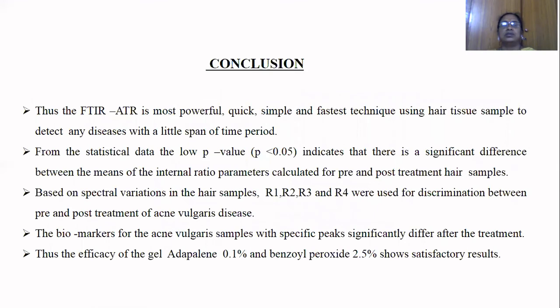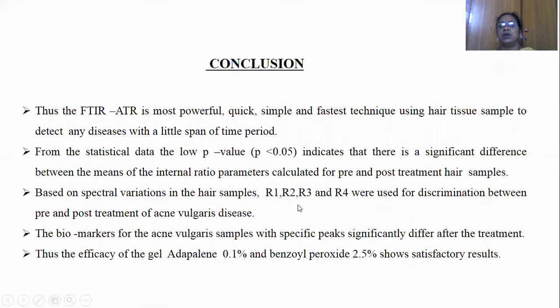In conclusion, this FTIR-ATR is the most powerful, quick, simple, and faster technique, because within this little span of time, we recorded the FTIR spectrum for the hair samples. And from the statistical data, the low value P less than 0.05 indicates that there is a significant difference between the means of the intensity ratio parameters calculated for pre and post-treatment hair samples.